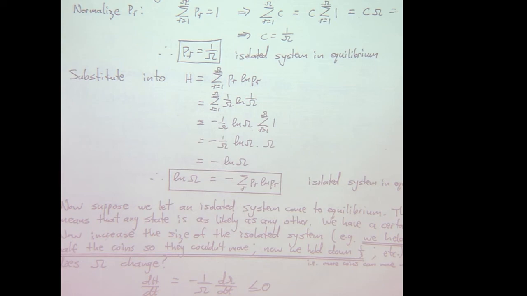Log of omega is what we've been calling the entropy, the dimensionless entropy. So this thing here, for an isolated system in equilibrium, certainly looks like log of omega. It certainly looks like dimensionless entropy. Okay?